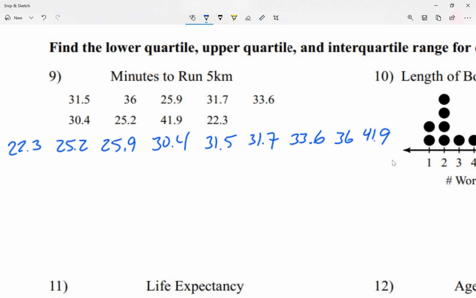Okay, to make sure that we use all the numbers, I count, I got 9 numbers on my list, and I look at the list given. I do have 9 numbers. Okay, so we're looking at minutes to run 5 kilometers. How many minutes does it take? Now we're going to be looking at what we call lower quartile, upper quartile, and interquartile range.